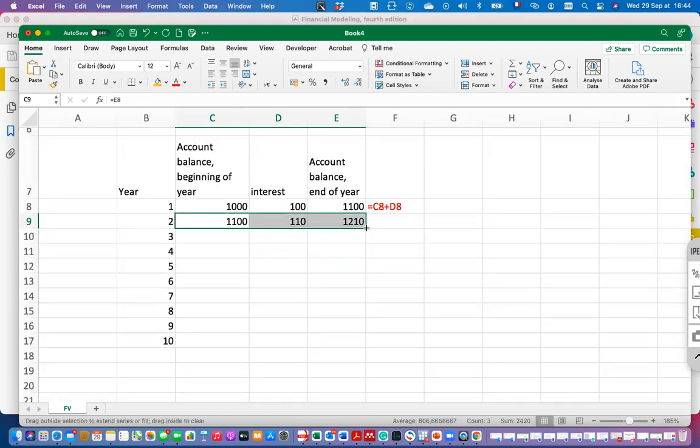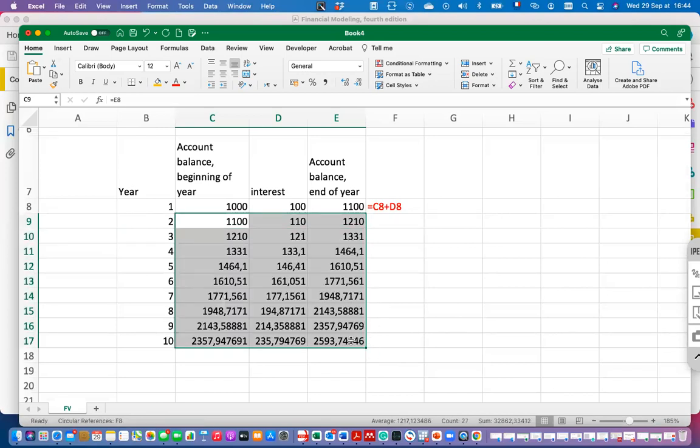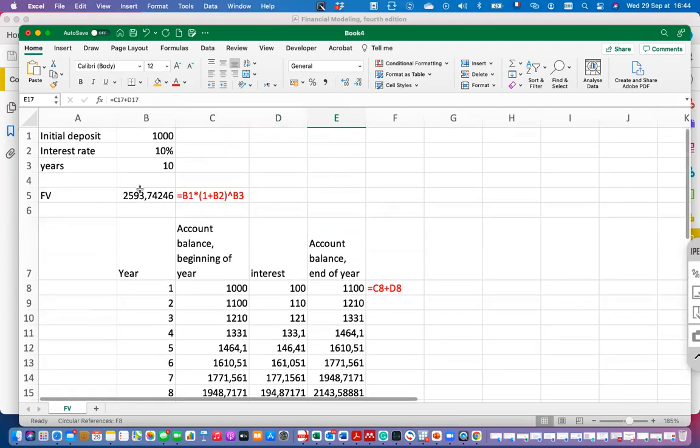then we scroll it down until the 10th year, and then we have the value of my investment by the end of the 10th year, which is exactly the same one I computed here using the mathematical formula. See?